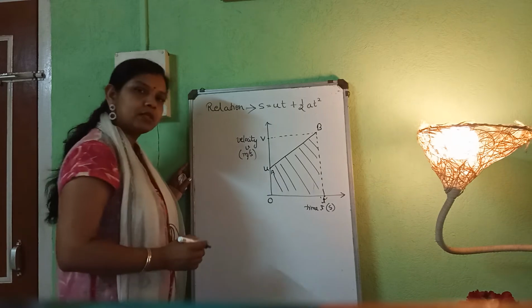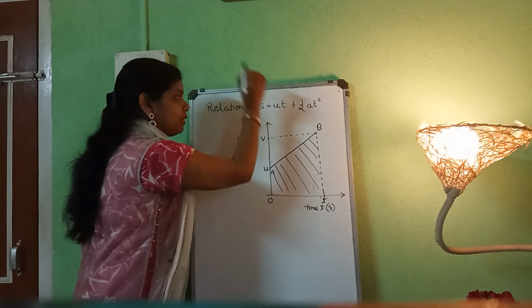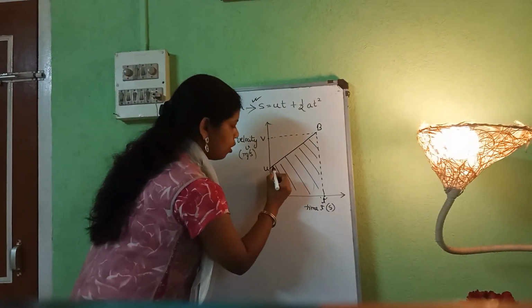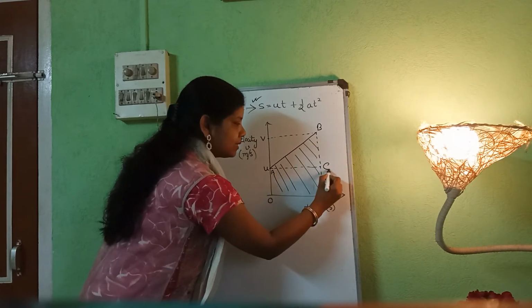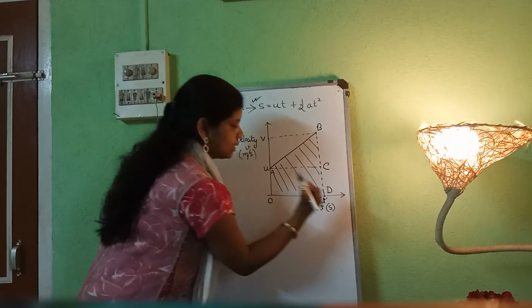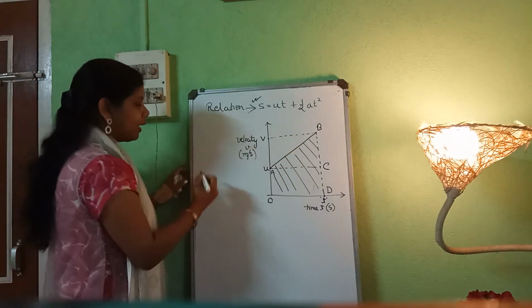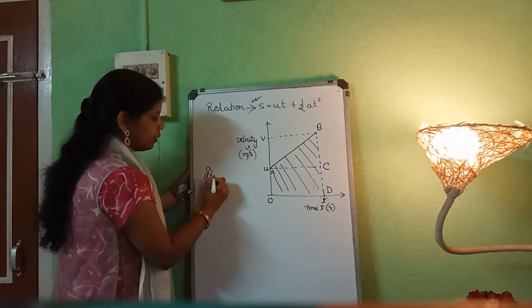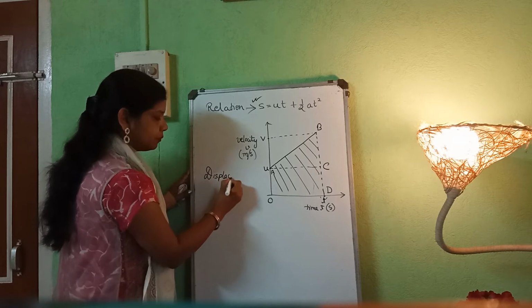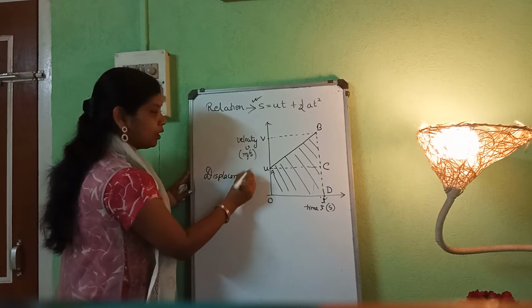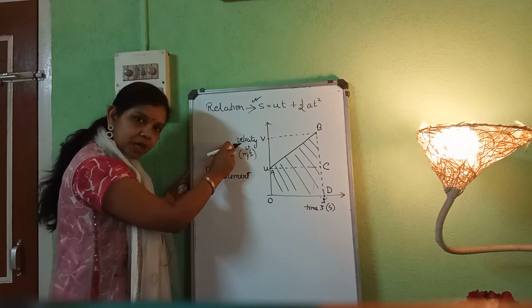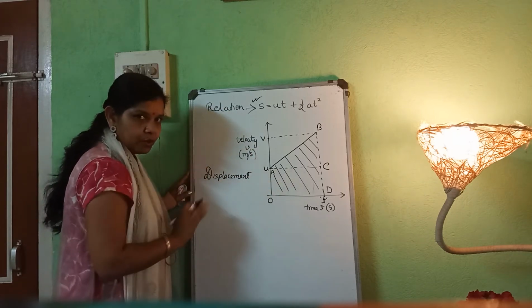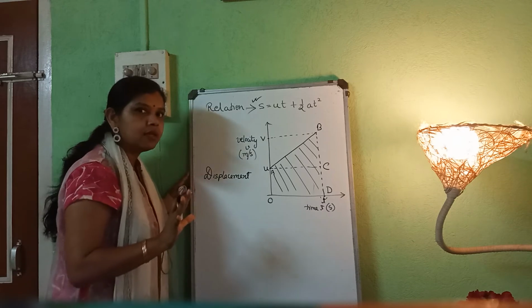So how do we find this displacement? In order to derive this relation, we have to draw one perpendicular from this particular point. Suppose this is my C, and this particular point is D. What I will write here is displacement, since I have written velocity. Suppose you have written speed, then write the term distance. That is the difference between distance and displacement.